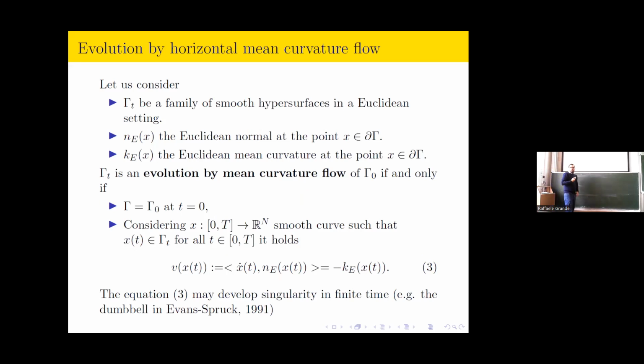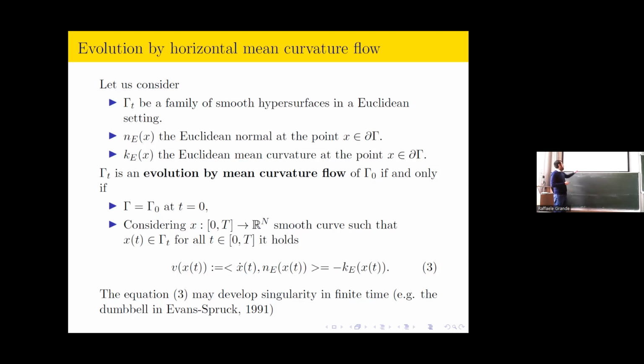Now, I will introduce what effectively the mean curvature flow is. I will start with the Euclidean setting, and then I will go to the sub-Riemannian one. So let us consider a family of smooth hypersurfaces in a Euclidean setting. Then we consider NE, the usual Euclidean normal at point x. Then also the Euclidean mean curvature KE, that is the divergence of the Euclidean normal. Then we say that gamma t is an evolution by mean curvature flow of gamma 0 if we start from gamma equal to gamma 0 at time 0, and then, considering a smooth curve running from 0 to t in Rn on this surface, the following evolution holds.